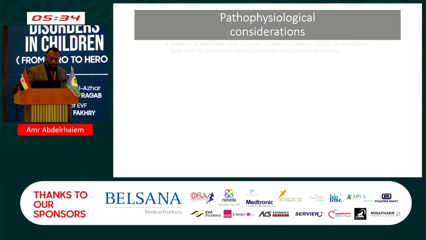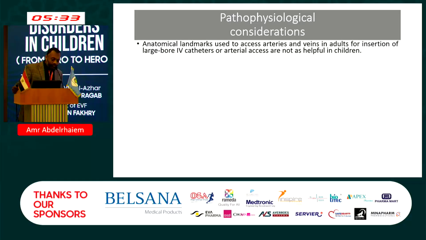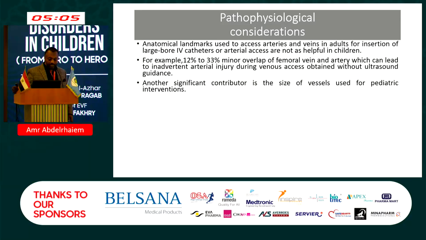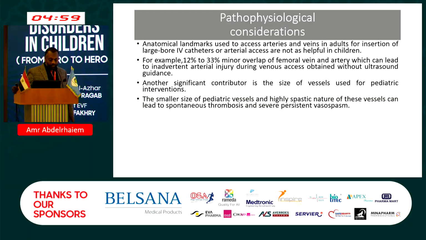There is some pathophysiological consideration: the anatomical landmarks that we all know in adults sometimes change in children. There is some sort of overlap between, for example, the femoral artery and vein at the groin, leading to inadvertent injection or puncture of the artery if it's not under ultrasound guidance. Another problem is the size of the vessels in children: the vessels are smaller and have a highly spastic nature.